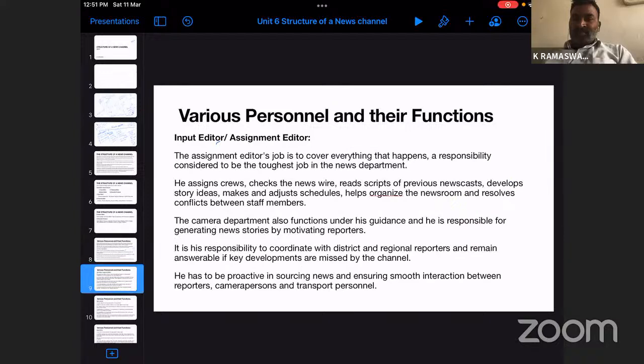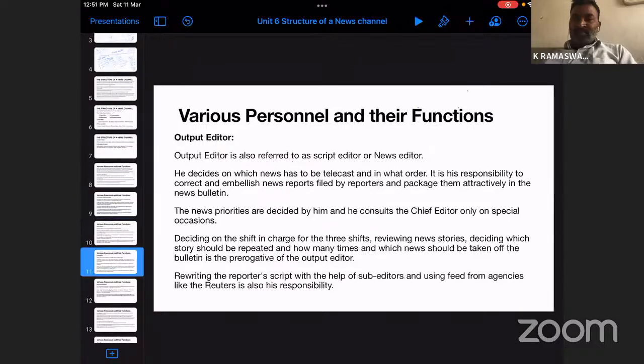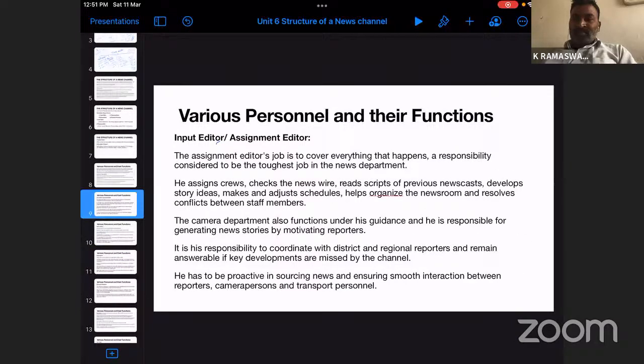Okay, the input editor's role we also discussed earlier, and the output editor. The input editor is the person who collects the information and assigns the duties to the reporters and gets information from different sources, even from news agencies. News agencies include PTI, Reuters, APTN, IFP. From these also, the input editor collects news stories. With the help of the output editor, they decide which news stories are to be broadcast.